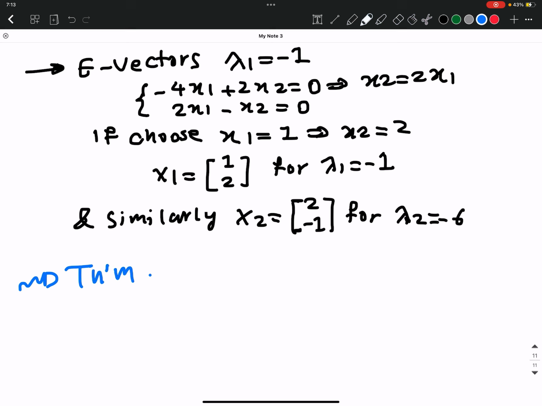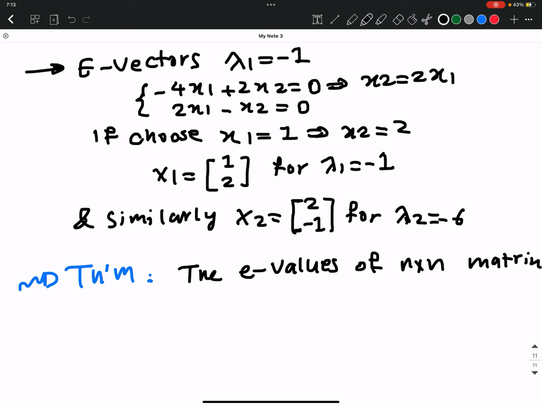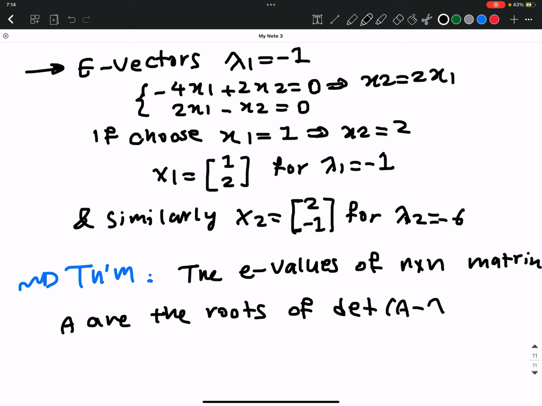So the theorem: the eigenvalues of an n by n matrix A are the roots of determinant of A minus lambda I equals 0.